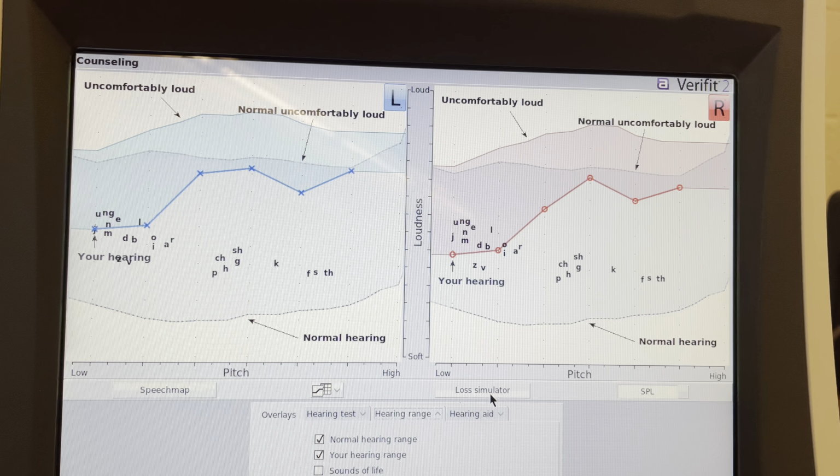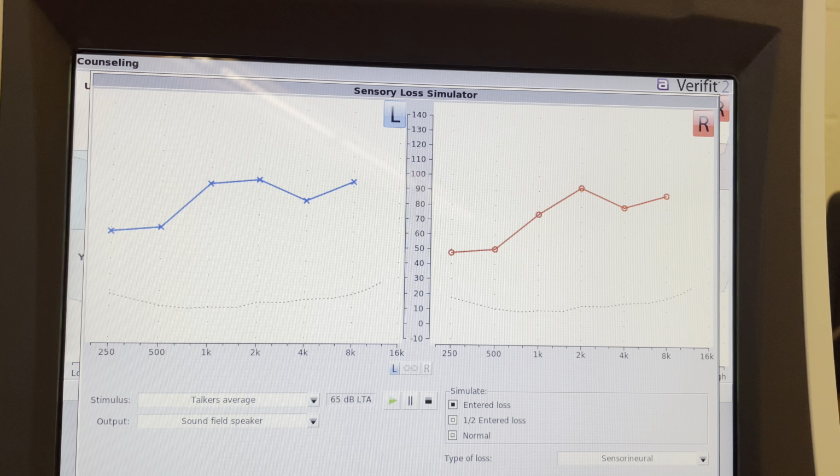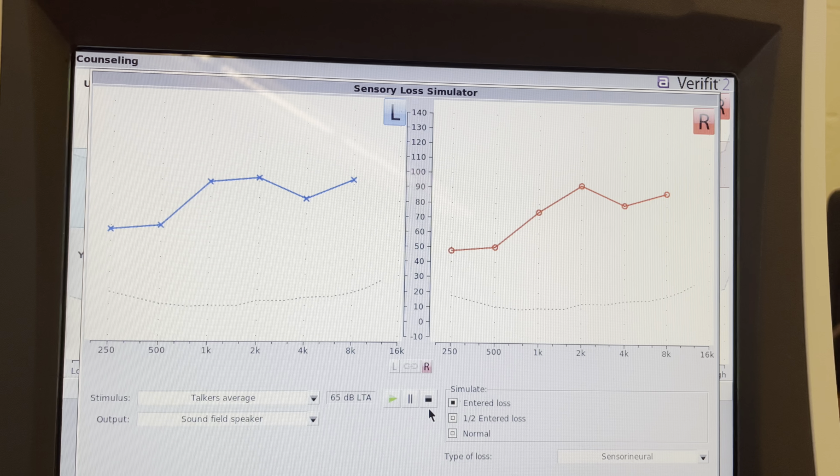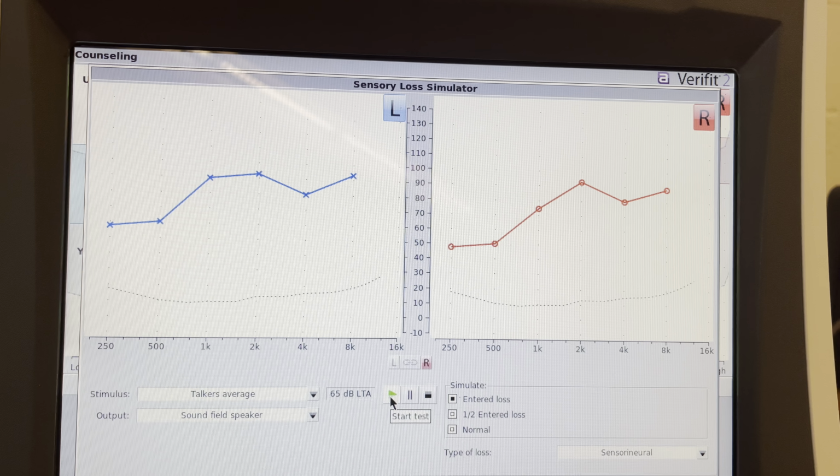Now we can actually experience it when we go over here. This is a simulator, and I'm going to let us listen to what it might sound like for her to listen to a normal conversation without her hearing aids.